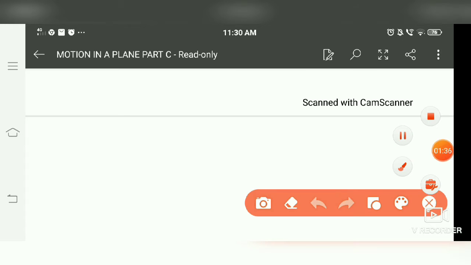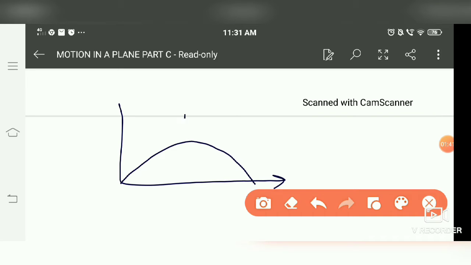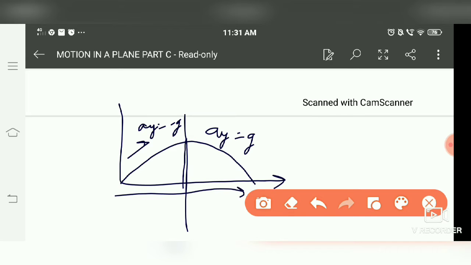Here we have two parts. In the first part the body is moving in the upward direction, and in that case the acceleration is negative. But when it's moving in the downward direction, the acceleration is positive. So we have two parts. This complete distance is the horizontal range. This is the maximum height attained. From here to here, it will attain a velocity of 0.